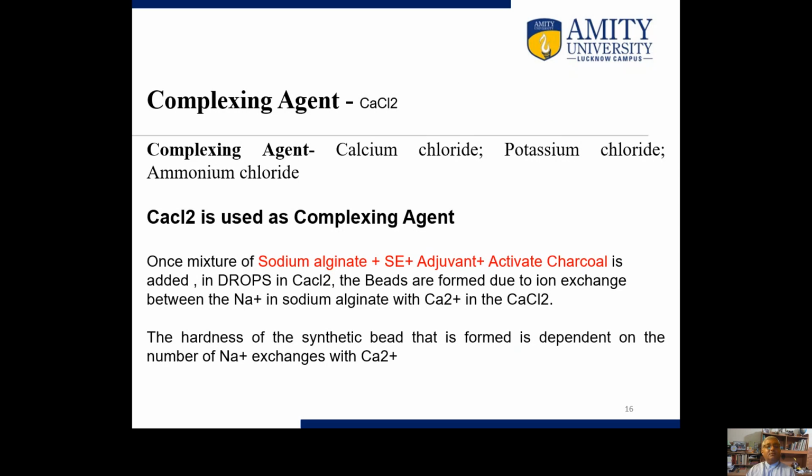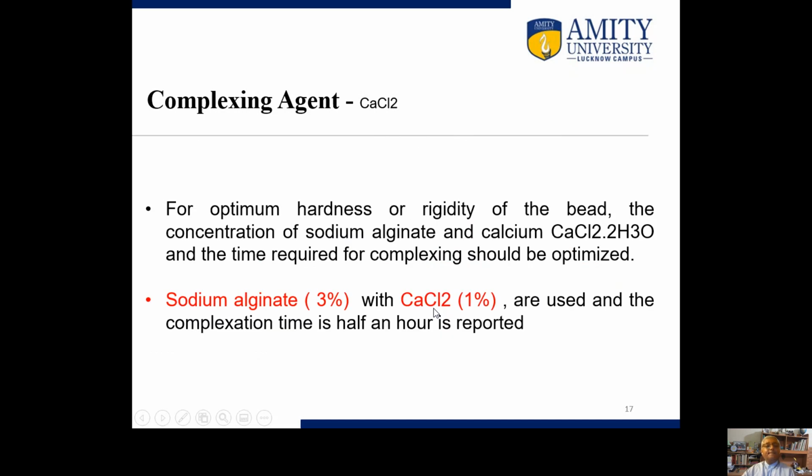So this calcium chloride, which provides the hardness of the outer covering of the synthetic seed, you may compare it to the seed coat of the natural seed. So this is a substitute of the seed coat, which provides protection as well as protects the synthetic seed from environmental stresses.